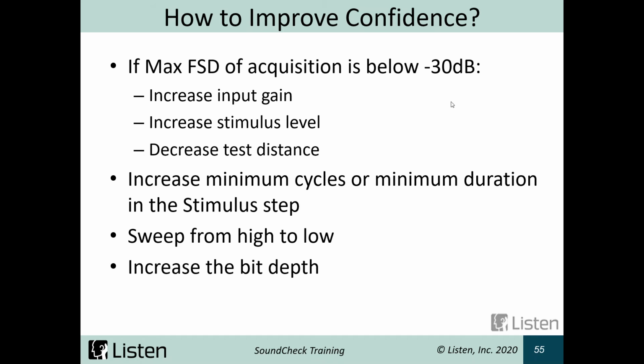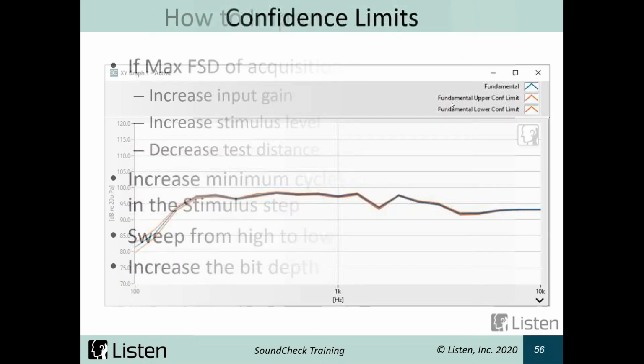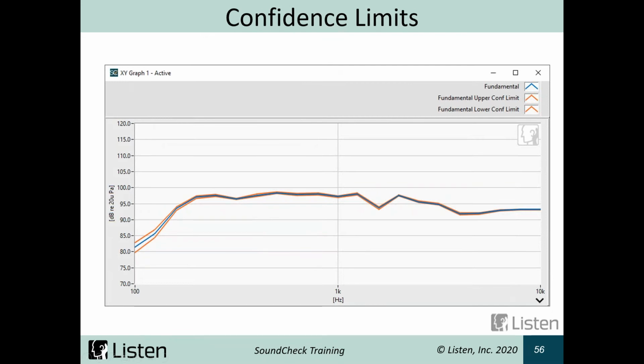So on my device, I did some of those things, and I reran my test. I can see I'm getting much closer now. These upper and lower confidence limits, instead of about a 10 dB window, are almost right on top of each other.